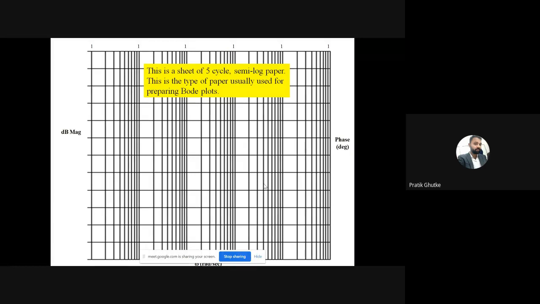So your Bode plot on semi-log paper will look like this. If you ask for semi-log paper in the stationery shop, they will give you semi-log paper. Why? Because the Bode plot is drawn on this semi-log paper, but not on ordinary graph pages. So your semi-log paper is like this. It has markings, previously done markings on this. You need not draw any scales on this. It is already marked.